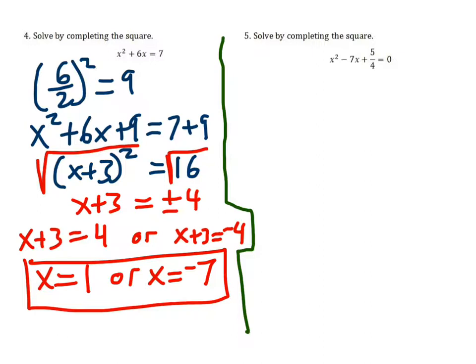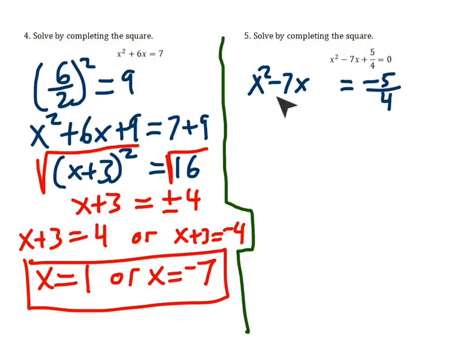So here, looks a little more complicated. But the first thing we want to do is get rid of this 5/4. So let's move it on over to the other side. And so we have x squared minus 7x equals negative 5/4. Subtract 5/4 from both sides.